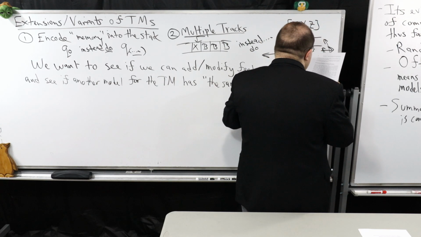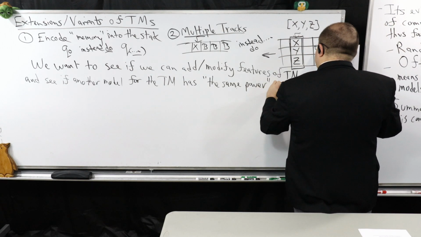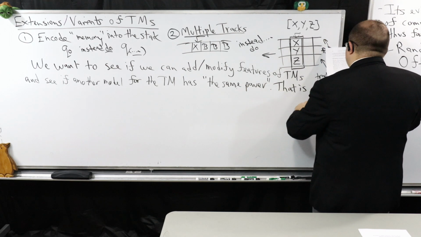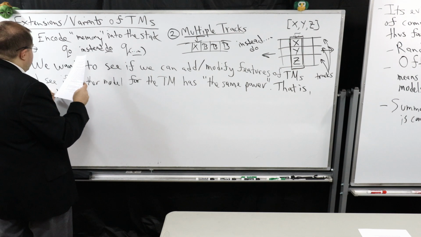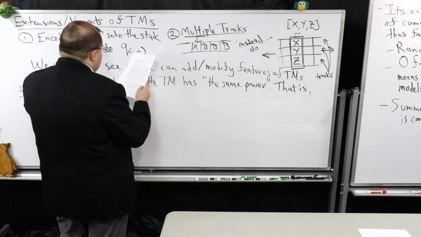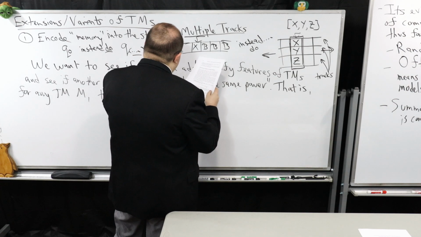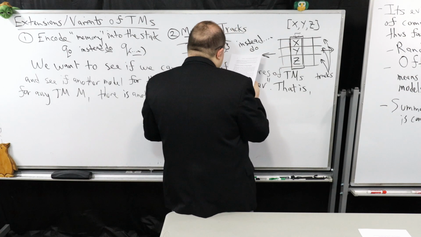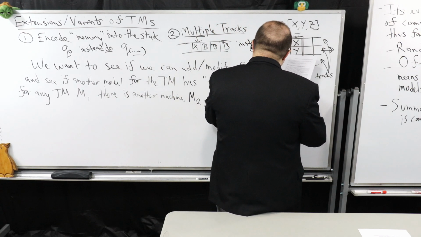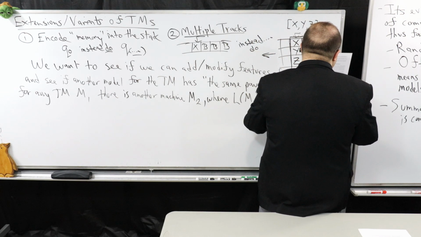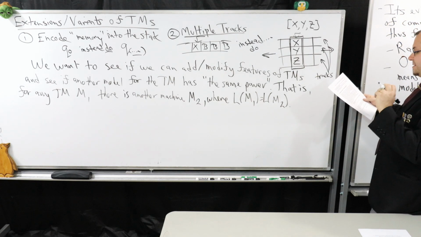So what do I mean by that? Just to be clear, that is, for any Turing machine M1, there is another machine, the supposed variant, another machine M2, where the language of M1 equals the language of M2. And vice versa, of course. So it means that they're going to accept the same languages.